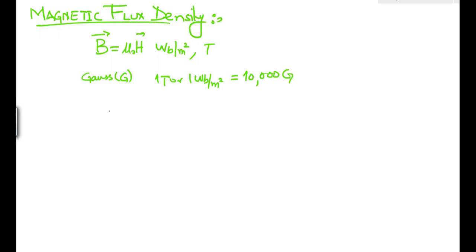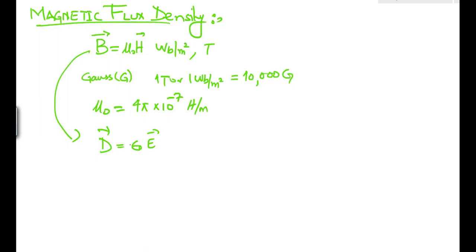And mu naught, as we said, is the constant of proportionality, and this is equal to 4 pi into 10 raised to the power minus 7. This is not dimensionless. Its unit is Henry per meter. And this relation of the magnetic flux density is analogous to the relation that we have obtained in the case of the electric flux density, that was epsilon naught E. So we are using the same analogy, and we are defining the magnetic flux density, which is equal to the product of mu naught, the permeability of free space, into the magnetic field intensity.